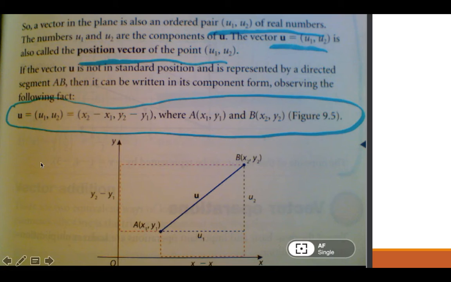What that means is that any vector, even if it's not starting at the origin here, can be named in terms of its length and height. So this would be u sub 1, u sub 2. So let's say that this is at 1, 2, and this is at 3, 4. Then you could name the difference between the x's and the difference between the y's as the name of u if you wanted to talk about it in component form.